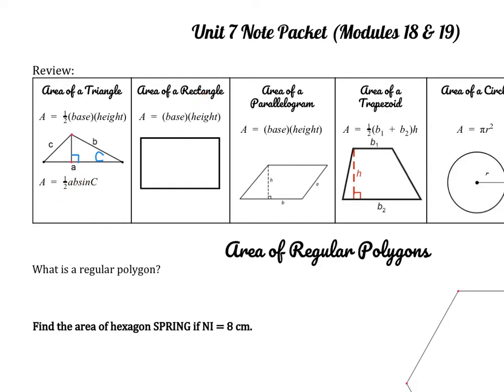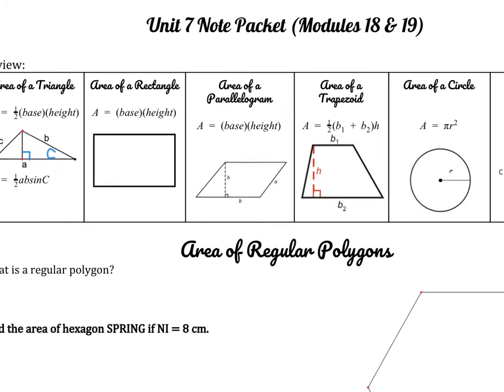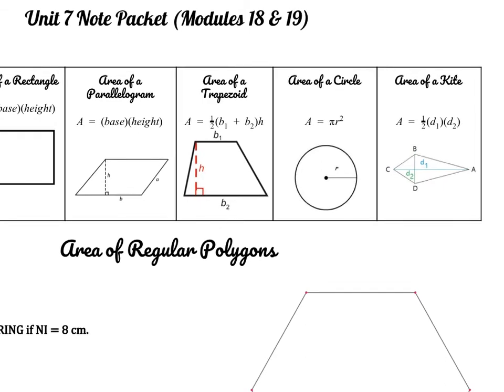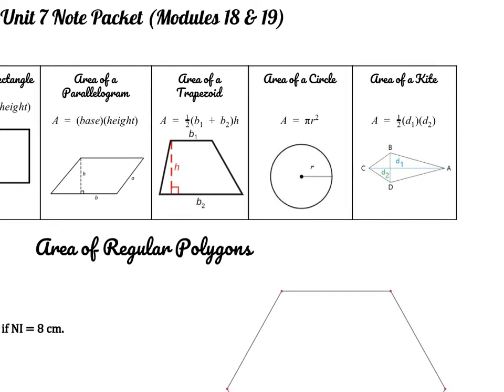So for the area of a rectangle, we learned that it is simply base times height. For the area of a parallelogram, it is also base times height, but again, similar to the triangle, the height needs to be perpendicular to the base that you use. For area of a trapezoid, the formula was 1/2 times the sum of your bases, so B1 plus B2, times the height, which again should be a perpendicular height, not along the slanted side. So this is our height.